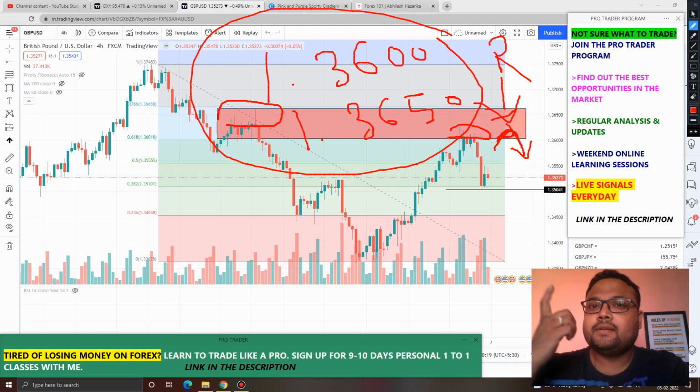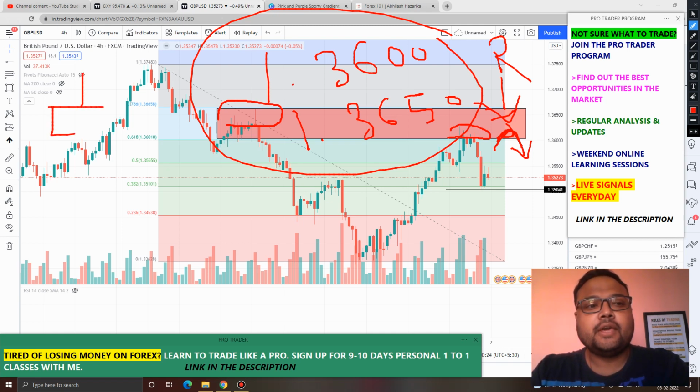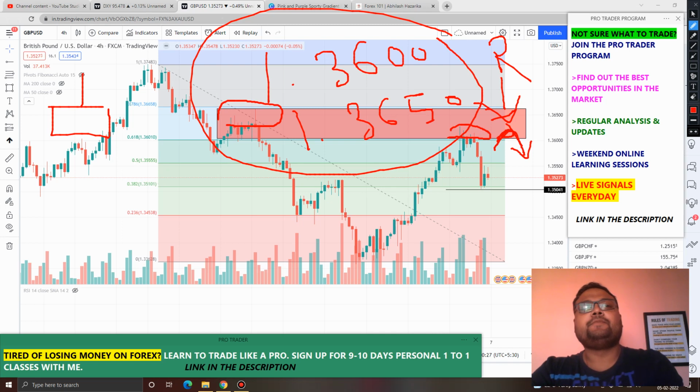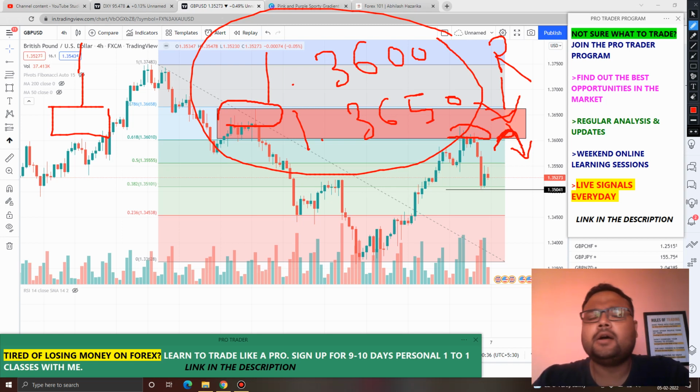But as I said, always look for confirmation. So what is the confirmation? Confirmation will be in the form of a price rejection from above. You may see a shooting star pattern, a bearish pin bar, or a bearish engulfing pattern. If you see any of these patterns at this level, then you'll get the confirmation that sellers are still present at this level and you can take a sell position. So this is your first trading opportunity on the basis of the resistance level on GBP USD.